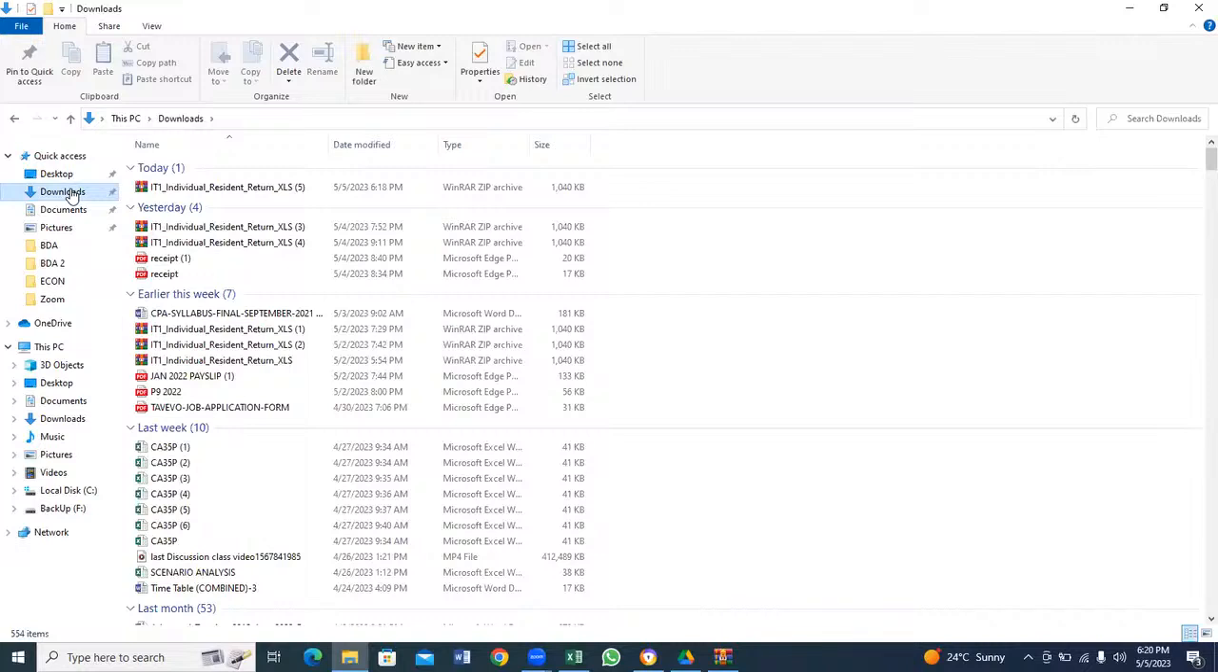Let me just see. It has already been shared in the WhatsApp. So confirm if you have the P9 and you have the Excel opened.